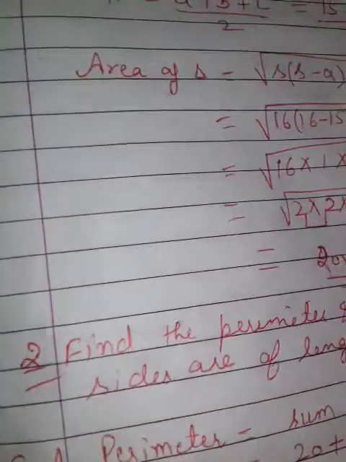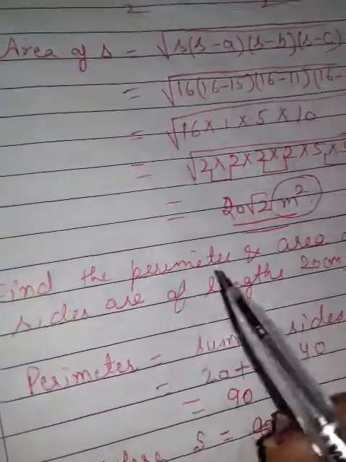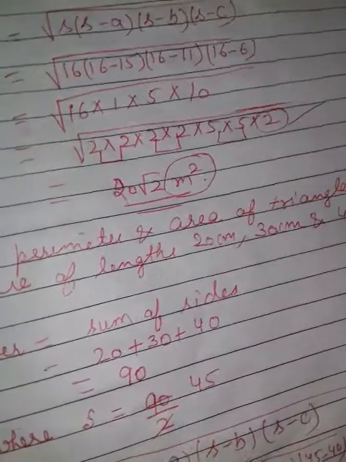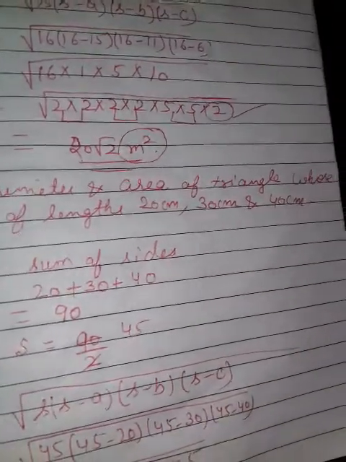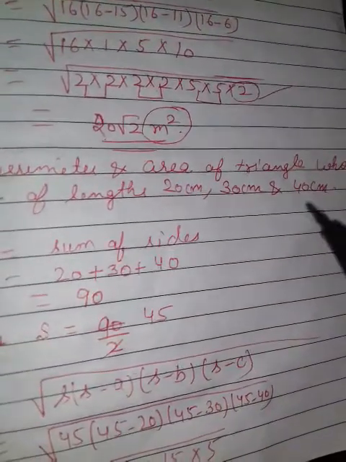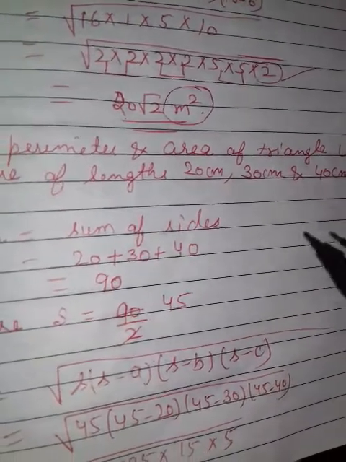I hope you are getting it. Next, find the perimeter and area of a triangle whose sides are 20, 30 and 40 centimeter. Means you have to find the area also, and the perimeter also. Sides are given.